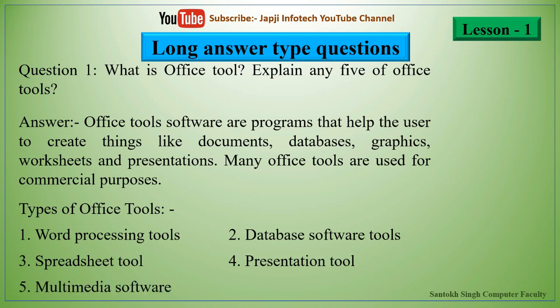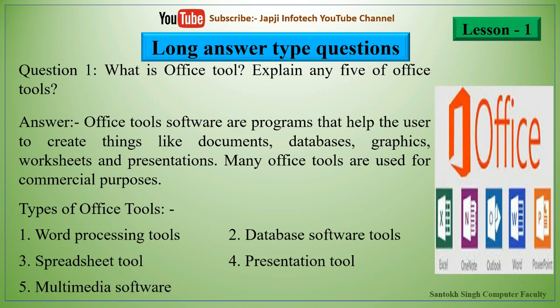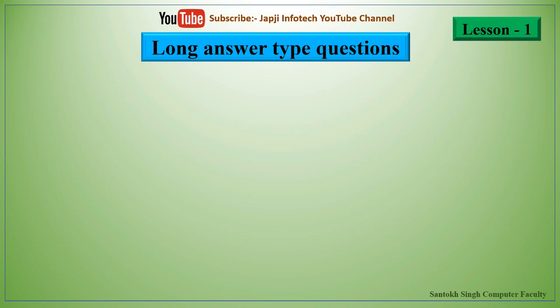The types of Office tools are: the first one is word processing tool, second one database software tool, third one spreadsheet tool, fourth one presentation tool, and fifth one is multimedia software. Now we will learn about all these tools one by one.